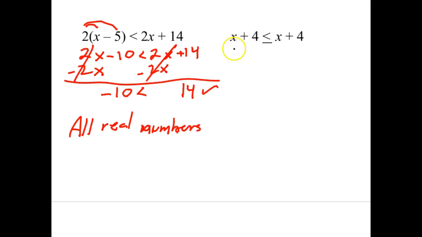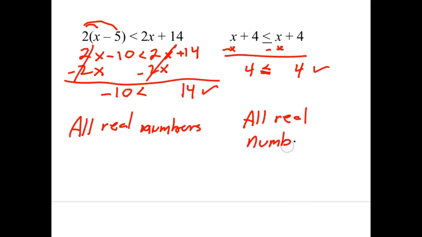And lastly, if we do this, is 4 less than or equal to 4? Yes, 4 is less than or equal to. Because of the equal to part, this is true. So again, we have all real numbers.